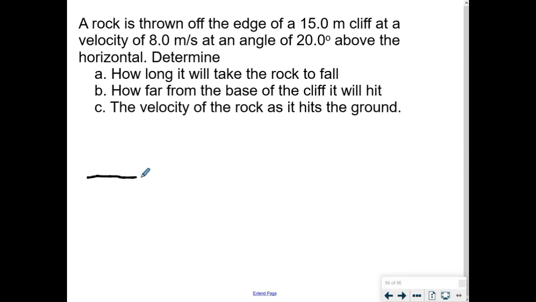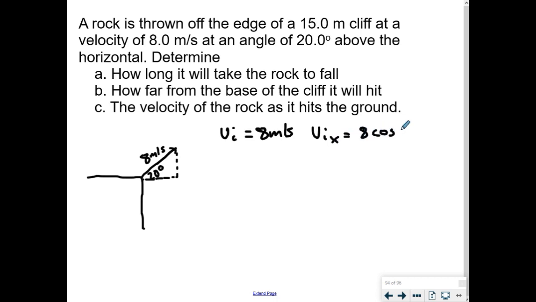What we're going to do, same as the punter problem, is throw a rock off the cliff with an initial vector. It says it was 20 degrees, and it was 8 meters per second. So the velocity initial was 8 meters per second, but I could break it up into the velocity initial in x as 8 cos 20, and the velocity initial in y as 8 sine 20.